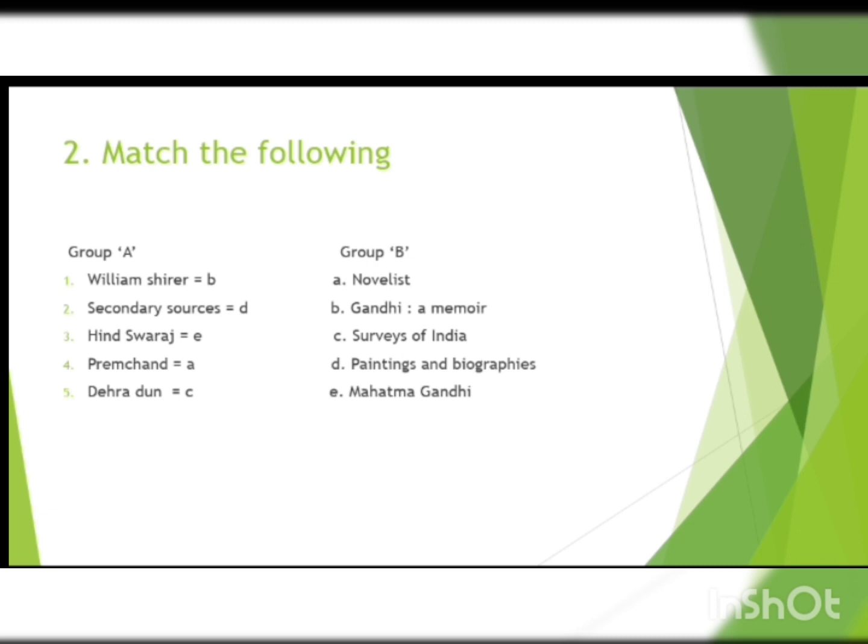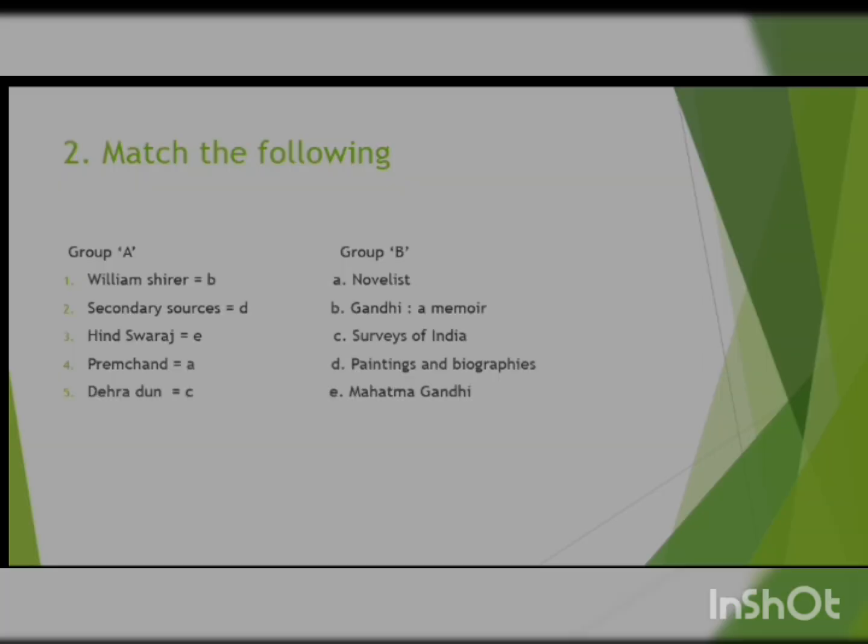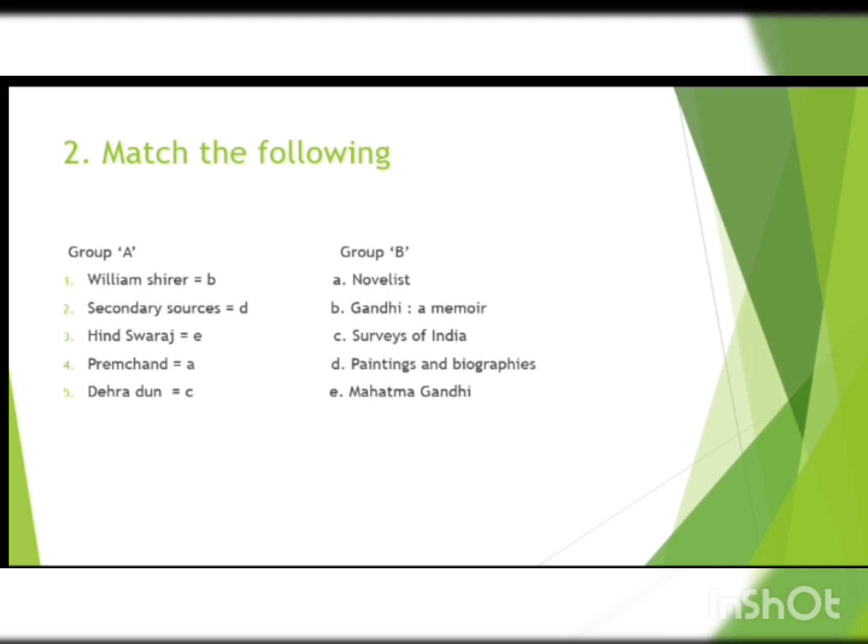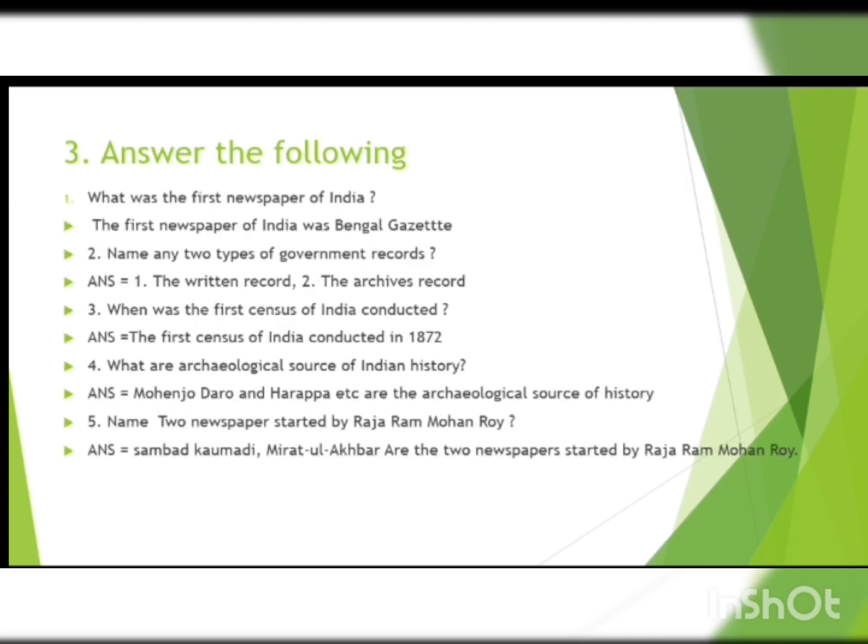Second, match the following group answers. First, William Shore. Answer is Gandhi, a memorial. Second, secondary sources. Answer D, paintings and biographies. Third, Hind Swaraj. Answer, Mahatma Gandhi. Fourth, Premchand. Answer, novelist. Fifth, Dehradun. Answer, Survey of India.